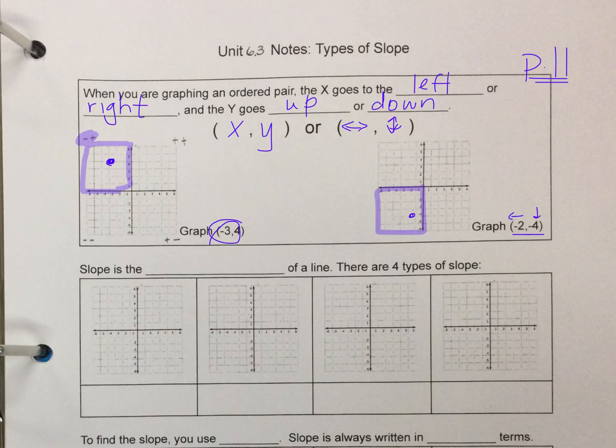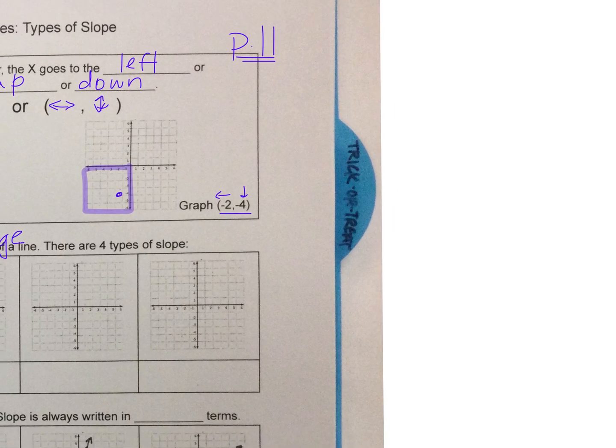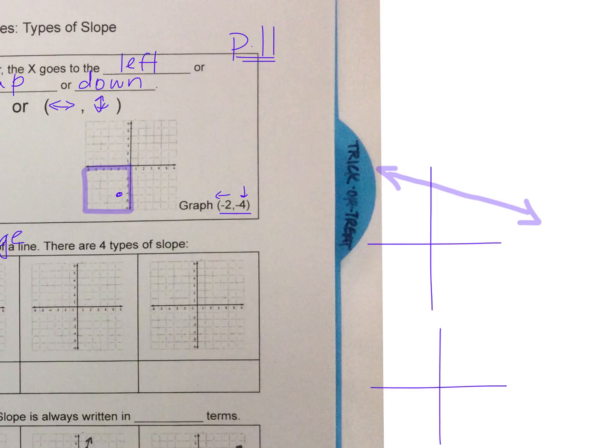Now we're going to talk about slope. Slope is when we have a line, and slope is simply the rate of change. It tells me how much something is changing. If I have a graph, and it looks like I have my graph, and my line is kind of going like this, and then I have another graph, and my line is going like that.